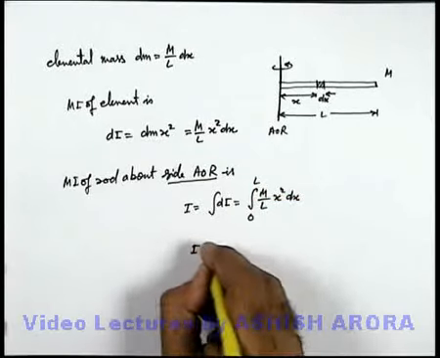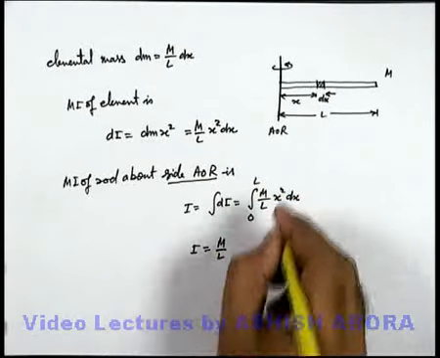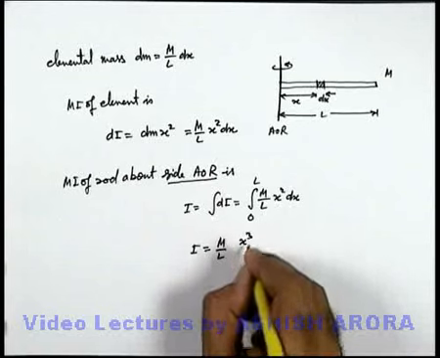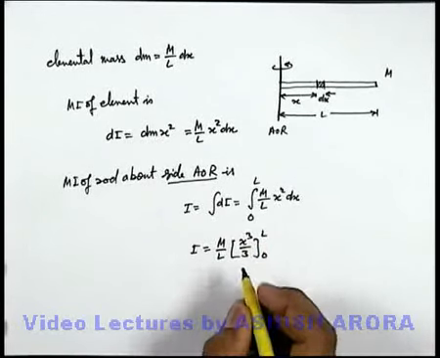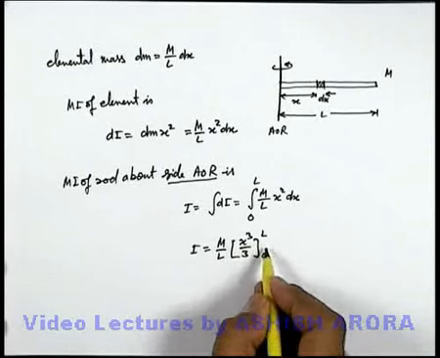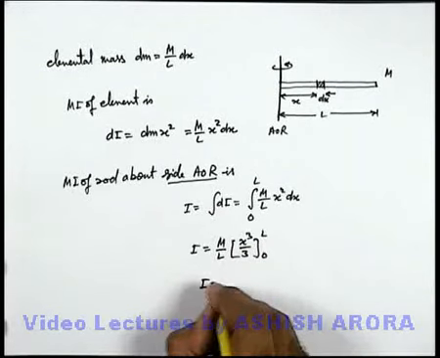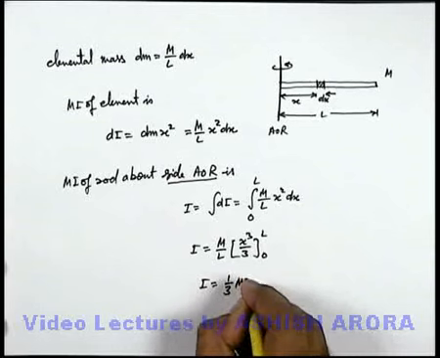So when we integrate this, m by L is a constant, the integration of x square is x cube by 3, and we substitute limits from 0 to L. So it will be L cube by 3 minus 0. So the result will be 1 by 3 m L square.